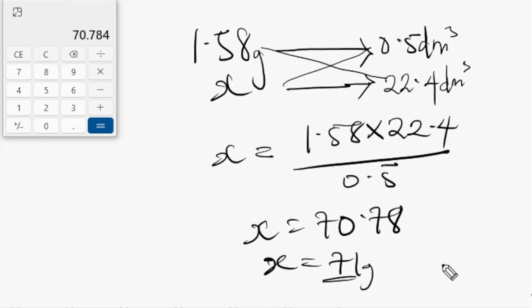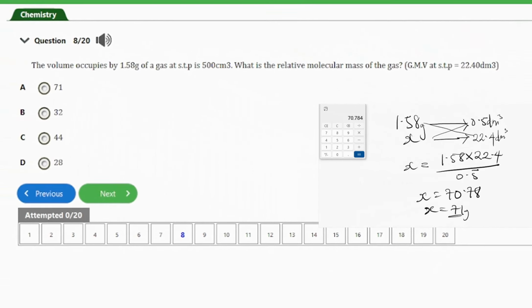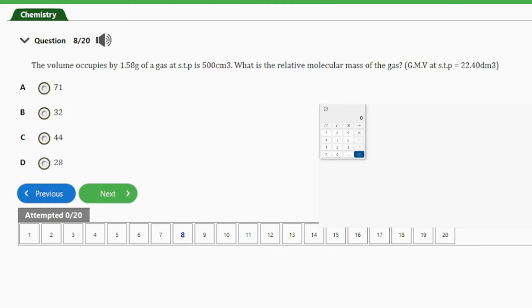grams. So guys, that's the answer to this question, and here that's option A, guys. Option A is the answer to this question. That's 71 grams. So this would be 71 grams per mole. So that's it for this question. Let's go ahead and wipe this, and then guys, let's consider the next question.